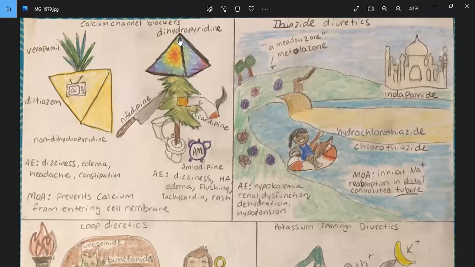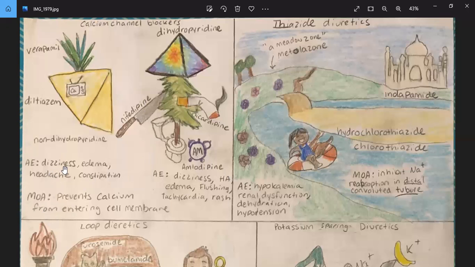And then over here for the dihydropyridines, we have, first of all, a big pine tree, because all of these end in pine. And so we have a knife for nifedipine, and then a cigarette or nicotine for nicardipine, and then a clock that says AM, it's in the morning, for amlodipine. So the mechanism of action is obviously that they block calcium channels and prevent calcium from getting into the cell membrane.